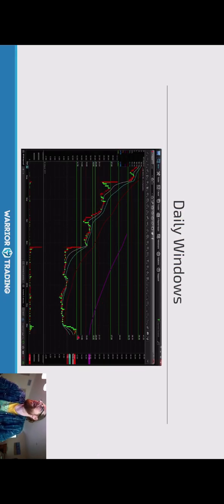But sometimes a window that you have will be crossed by something like a moving average. So as the stock is coming up, even though there's a window, it's got the 200 blocking the way. So the best setups usually have multiple windows. And you can see this is a stock that has a lot of windows from here to here to here.